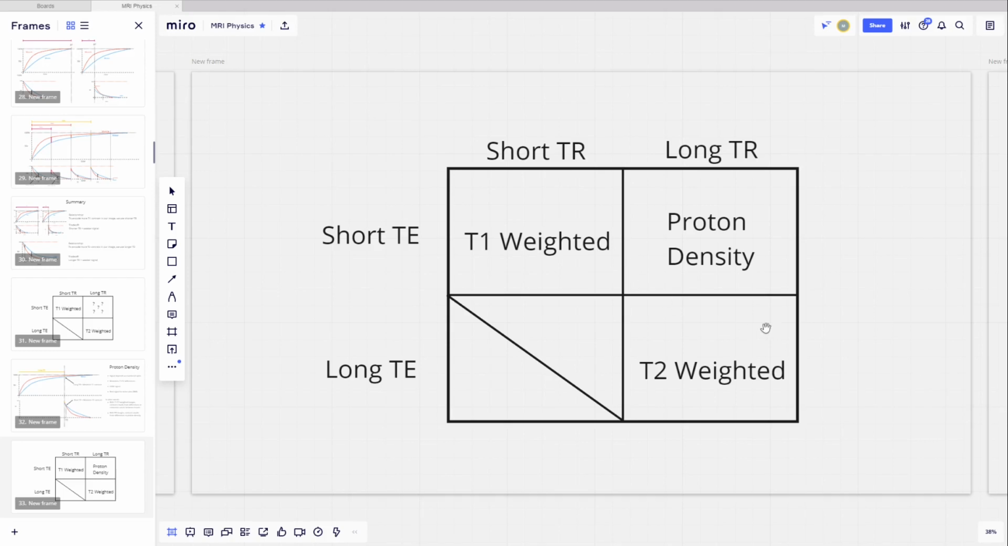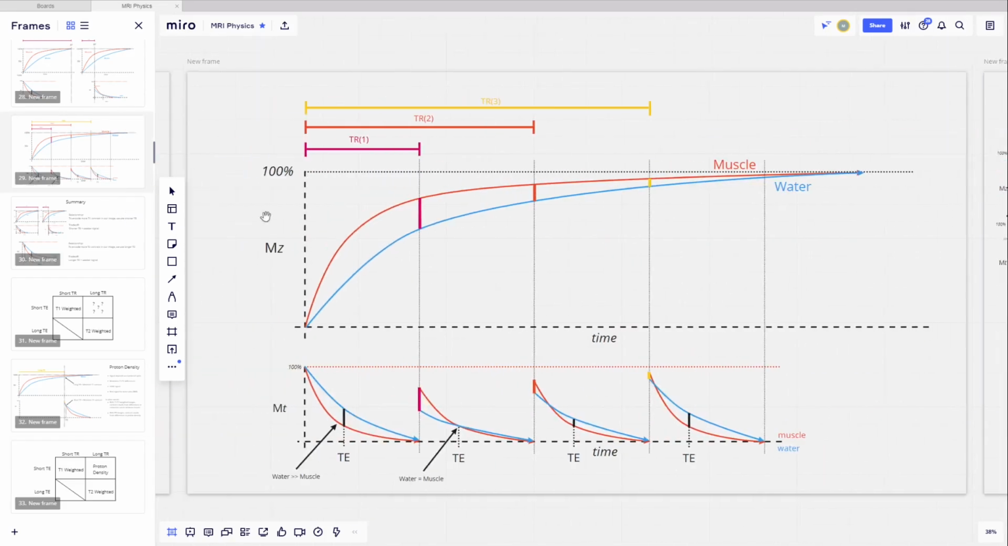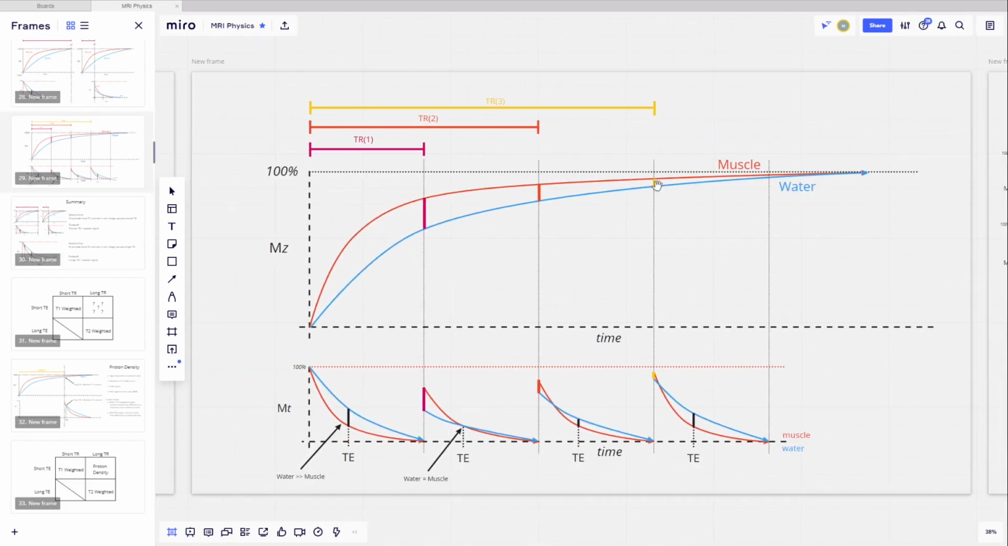And then T2 is the opposite. It's long and long. If you want to minimize the amount of T1 contrast, you're going to make that TR really long, right? We saw here there was very little T1 contrast being imparted into our signal curves at a long TR.